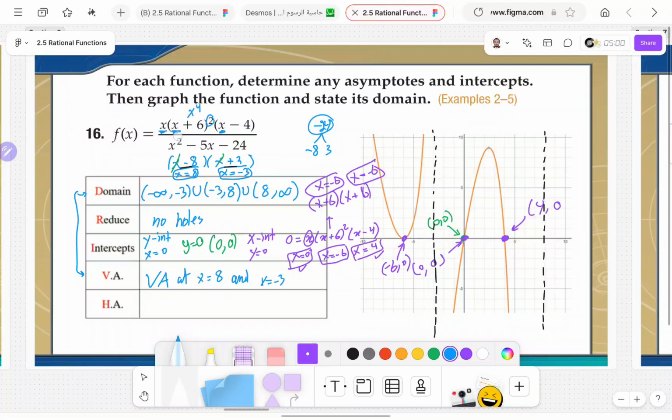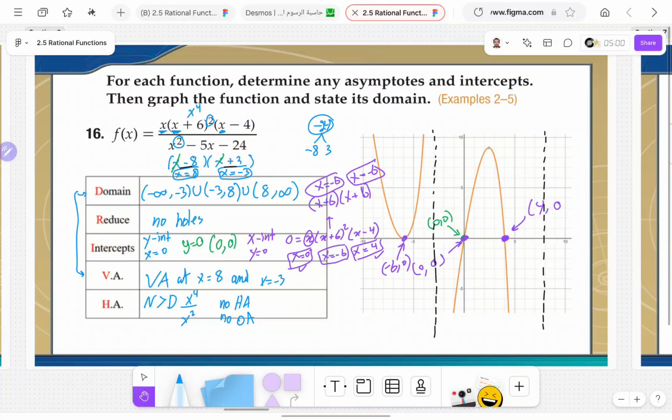How many x do I have? The highest degree is 2. So the numerator is greater than the denominator, because it's x to the power of 4 over x to the power of 2. And because the numerator is greater than the denominator by 2 degrees, the rule says there is no horizontal asymptote, and there is also no oblique asymptote, because the numerator is greater than the denominator by 2.